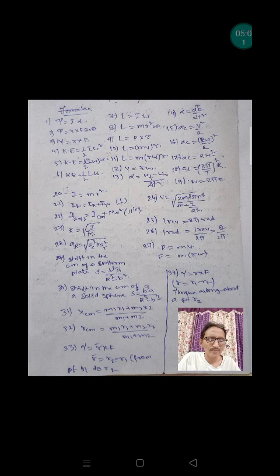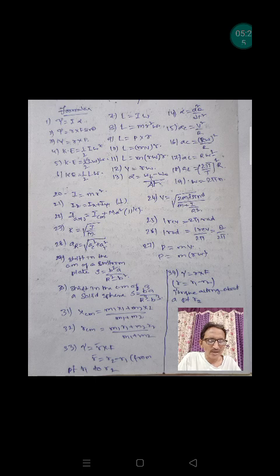So R omega square. Centripetal acceleration is equal to R omega square. Now centripetal acceleration can also be written as (2 pi by T) whole square into R. Omega means 2 pi by T, and the square is there, so omega square into R. That is called centripetal acceleration.